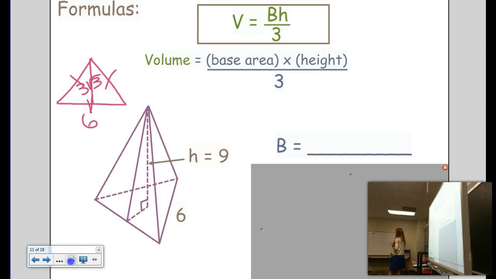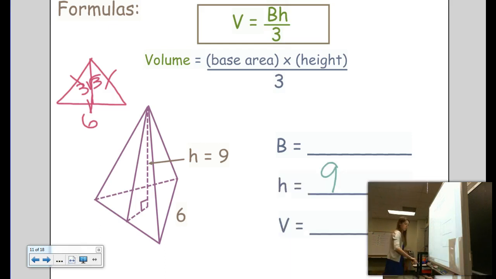So you have all the information you need now to find the volume of that pyramid. When you think you have it, raise your hand. You're listening. Well, I wasn't talking though. It's your turn to do something.